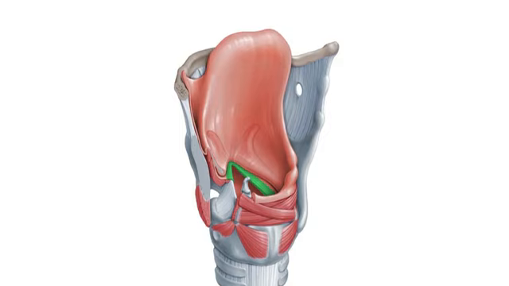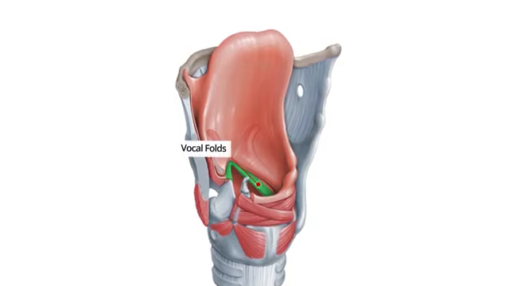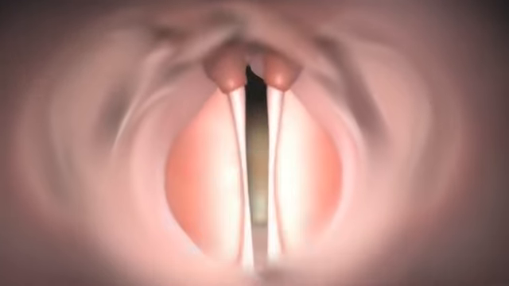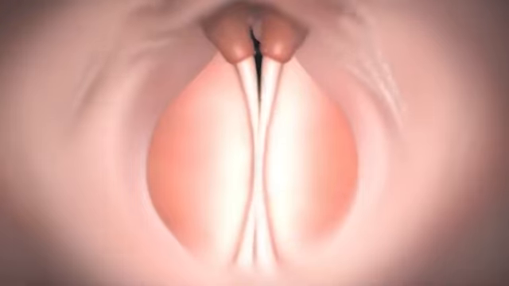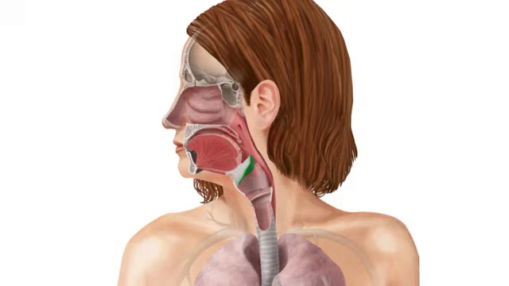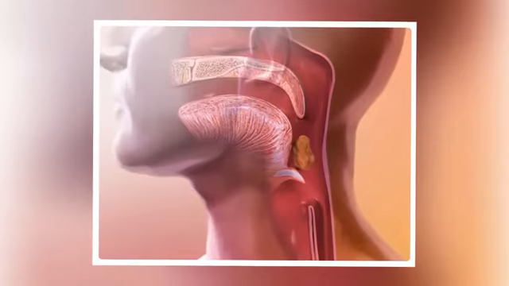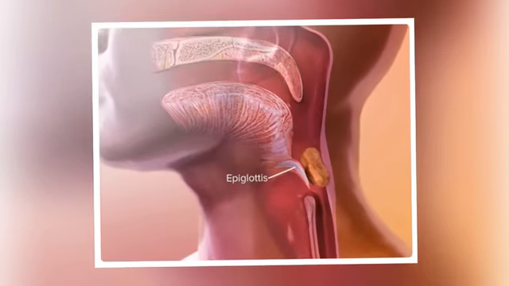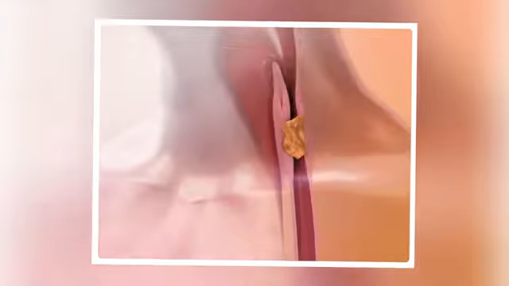Inside the larynx, there are 2 folds called vocal cords or vocal folds. When air passes between these folds, they vibrate and sound is produced. The space between the vocal cords is called the glottis. Right above the larynx, there is a leaf-shaped cartilage called the epiglottis. When we eat food, the epiglottis moves down and closes the opening of the larynx so that food or water does not accidentally enter the airway.